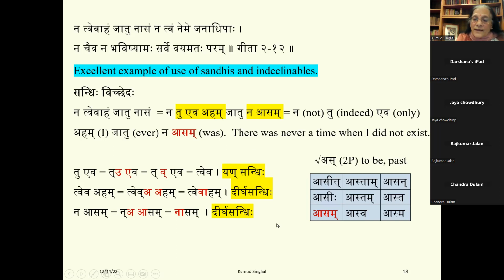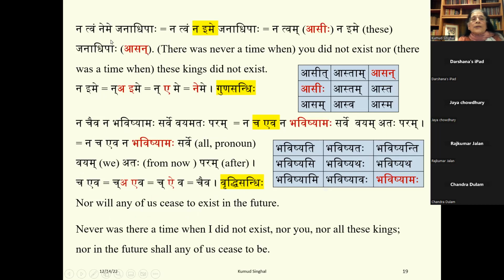Okay, so let's look at the remaining words. Na tvam neme janadhipah. So the sandhi is neme: na ime. Na ends in a, and ime starts with e. So a is followed by a dissimilar simple vowel e, and they both are replaced by the guna of e, which is e. Na and ime becomes neme. Neme is a pronoun meaning these.